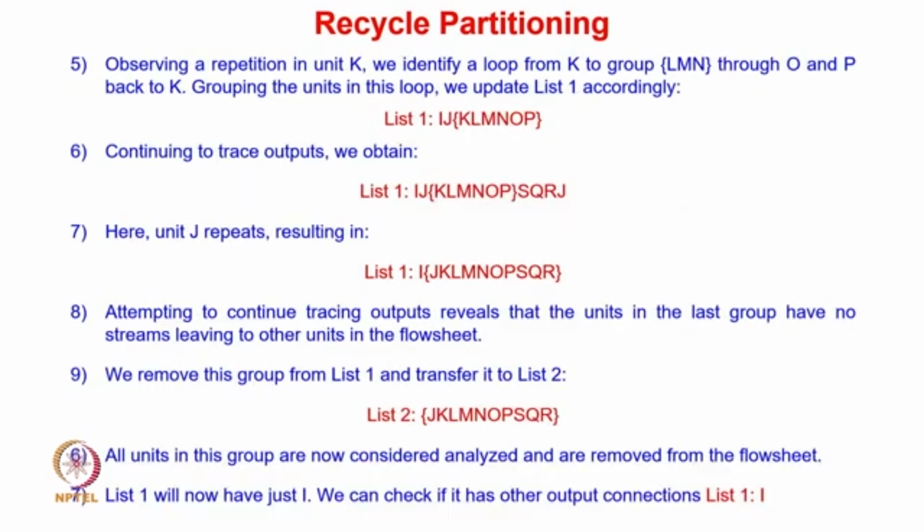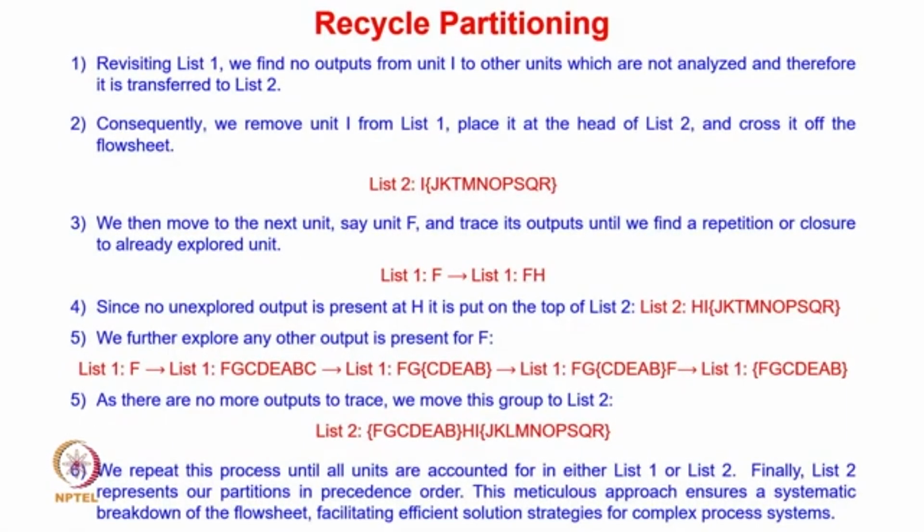So what we have to do here is, once we have obtained this entire group, we are going to copy it in list 2, and whatever remaining I, that we will again put in list 1 itself. In list 1 we are again going to see whether I is having another output going to other units. In this case, from I we are not going to any other new units at all, so this is a dead end. So this I goes back to list 1 and it remains at the top here.